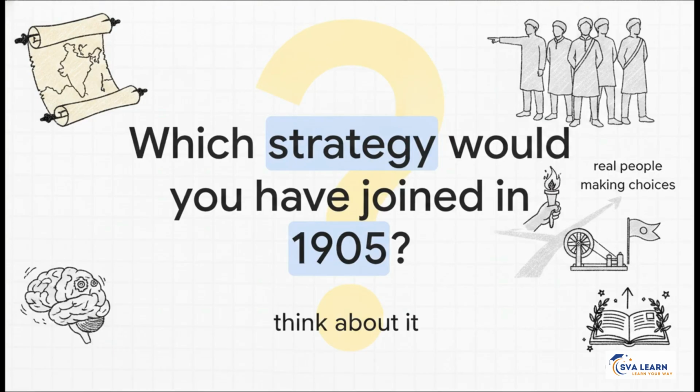It's about real people making massive, dangerous choices. So I'm going to leave you with this provocative thought. Based on everything we've just covered, if you were a student living right in the middle of 1905, during the Partition of Bengal, which group strategy would you have joined? Think about it. You now have the complete hacker blueprint for Chapter 18.